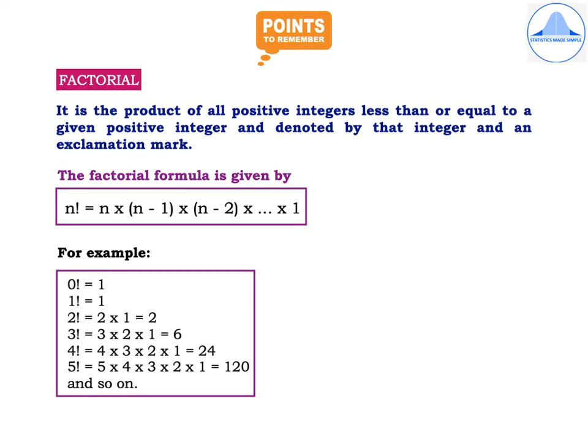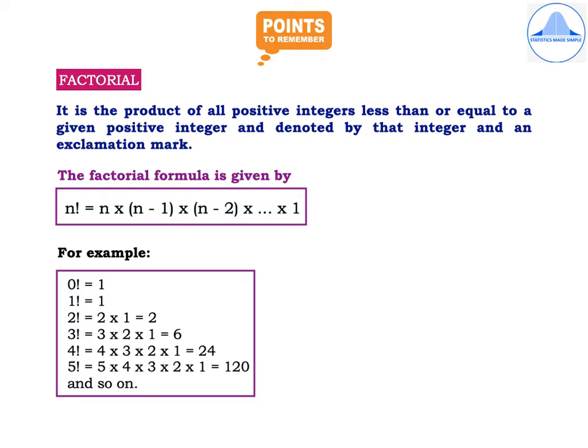Let us learn about factorials. It is a product of all positive integers less than or equal to a given positive integer and is denoted by that integer and an exclamation mark. The factorial formula is given by n factorial is equal to n into n minus 1 into n minus 2 and so on up to 1, which is highlighted in the purple colored box.